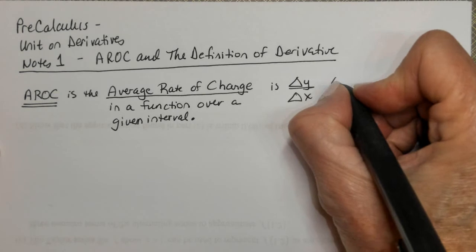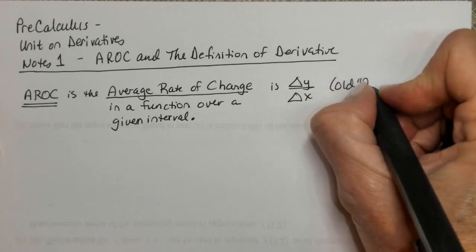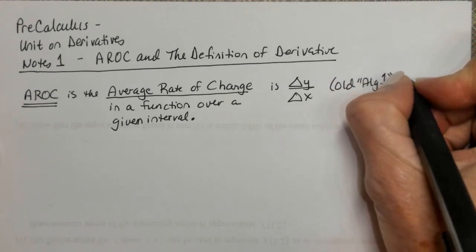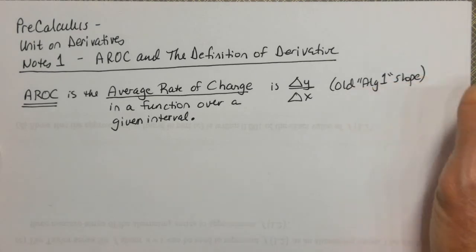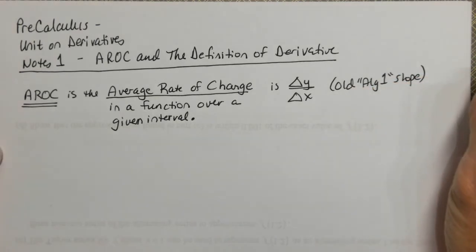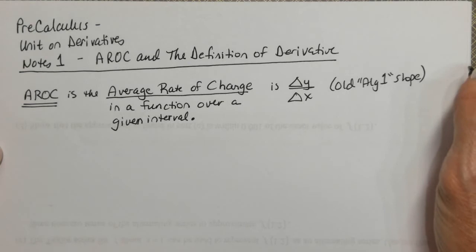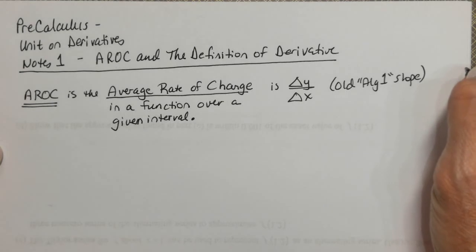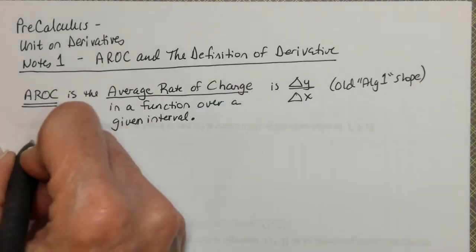This is our old, I like to say the old Algebra 1 slope. y2 minus y1 over x2 minus x1. Just your old Algebra 1 slope. Let's look at an example.